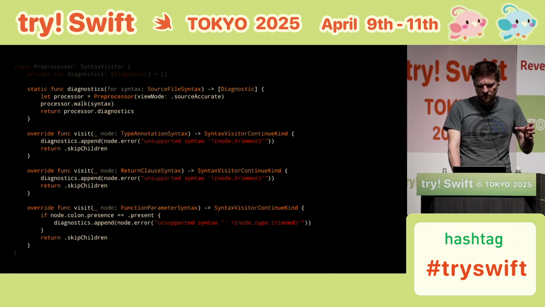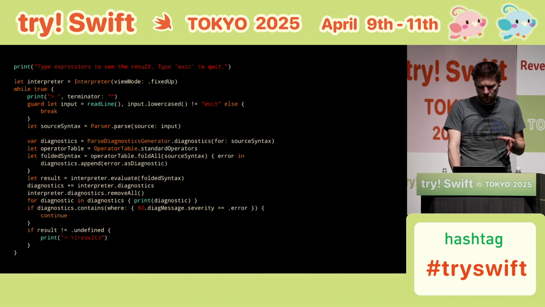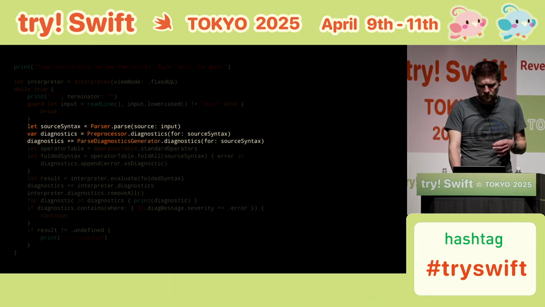And so we still need to preserve the other things, such as the parameter name. So instead of rejecting the entire parameter node, we'll inspect its properties to see if it has an explicit type. And the easiest way is just to check for the presence of a colon. So next we'll need to update the REPL so that it calls the preprocessor and captures its diagnostics. And now let's test it.